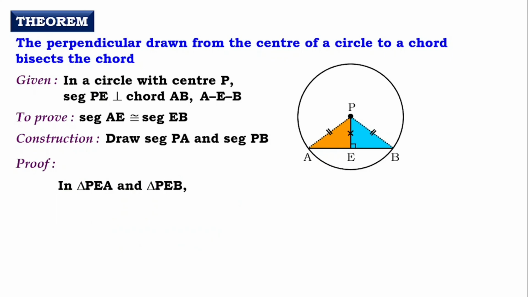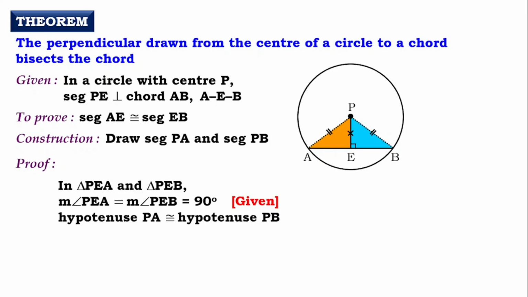In triangle PEA and triangle PEB, measure of angle PEA is equal to measure of angle PEB, and that is equal to 90 degrees. That was already given in the figure, right? So the reason is what? Given, because this segment PE is perpendicular to chord AB. Yes or no? Understood?